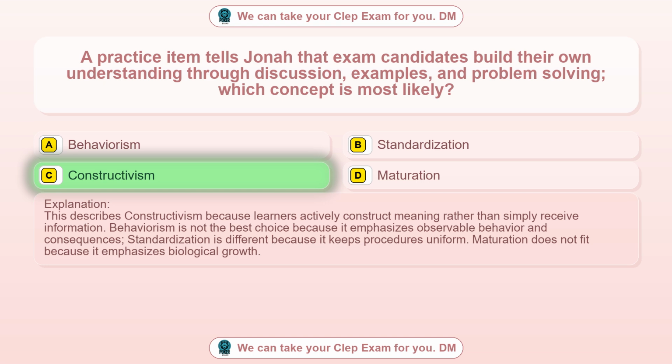This describes constructivism because learners actively construct meaning rather than simply receive information. Behaviorism is not the best choice because it emphasizes observable behavior and consequences. Standardization is different because it keeps procedures uniform. Maturation does not fit because it emphasizes biological growth.